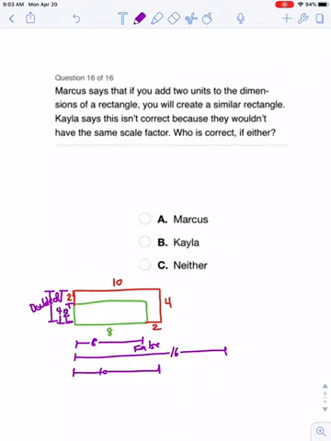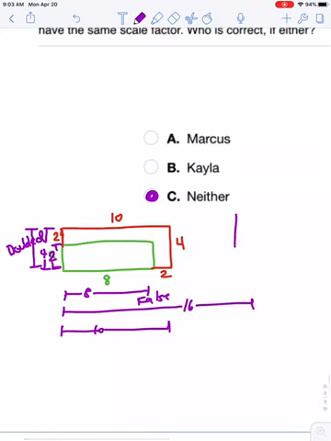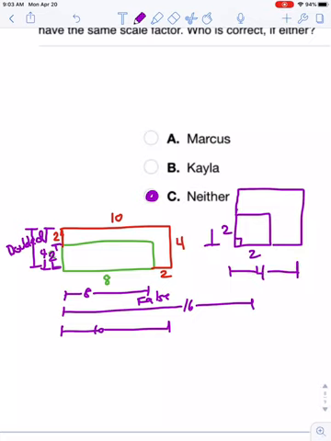So who's right? Kayla's right. All right. Well, technically, neither's right. Alright, because why? Well, what if we had a rectangle with 2 and 2? Alright, this is actually a square, but a square is a rectangle. If you added 2 to it, yes, they would still be similar, because then you'd have 4 and 4. So Kayla's right almost every single time except for a specific case like this.